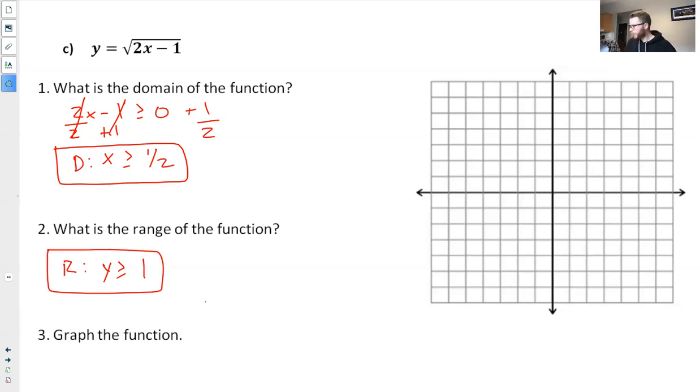Okay, so from those two pieces of information, we know the starting point of our graph. And because it's a positive square root, it's going to look similar to the other ones we've already sketched. It's going to go up and to the right. Okay, so our domain starts when x is greater than 1/2. So there's 1/2. And it also starts when y is greater than or equal to 1. So we're about right here.